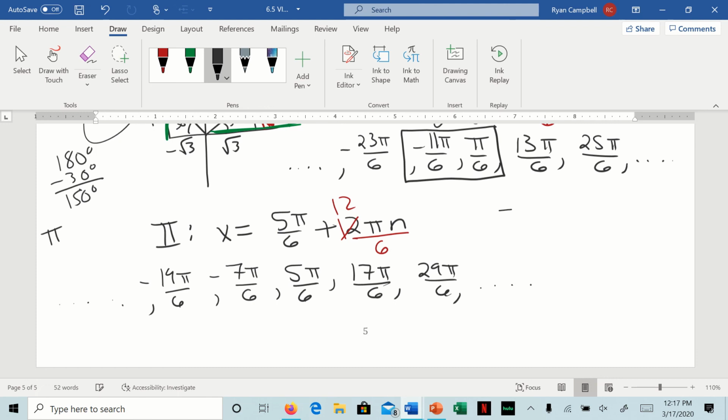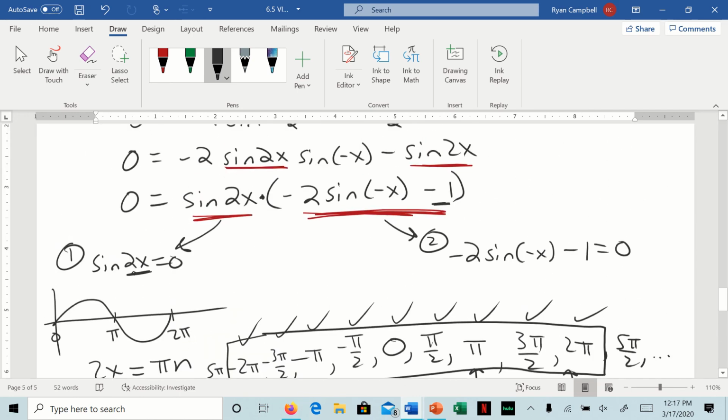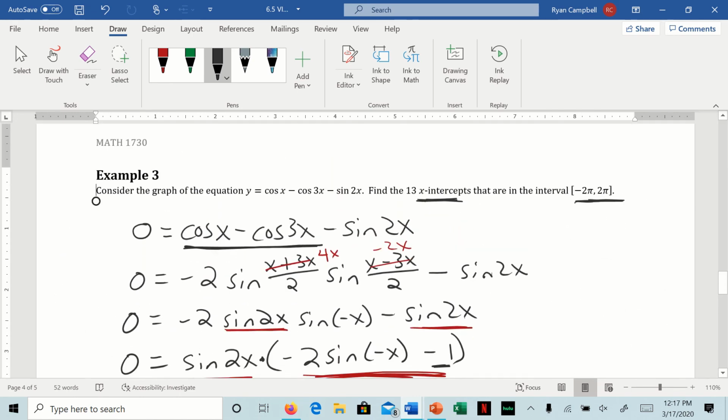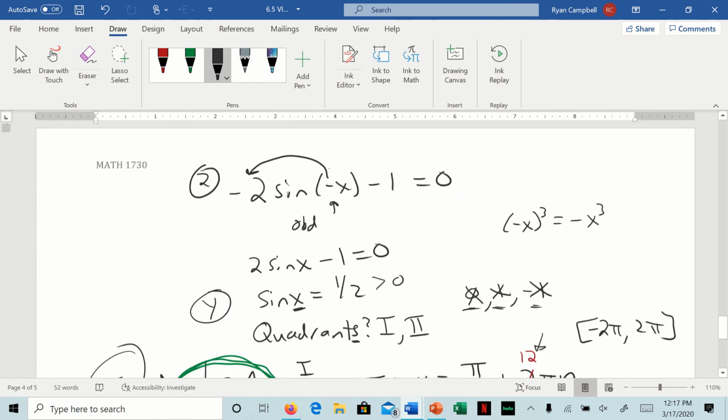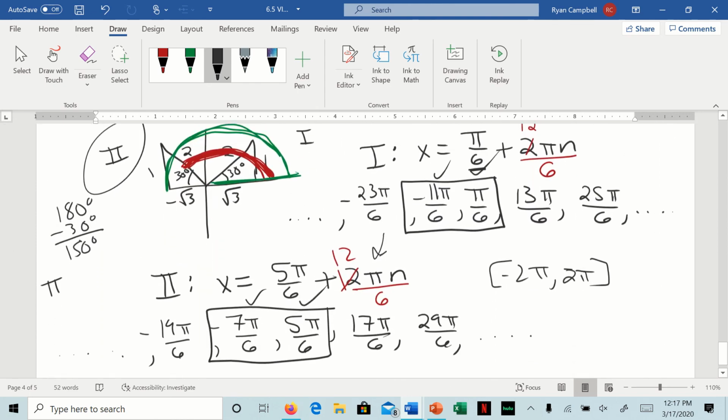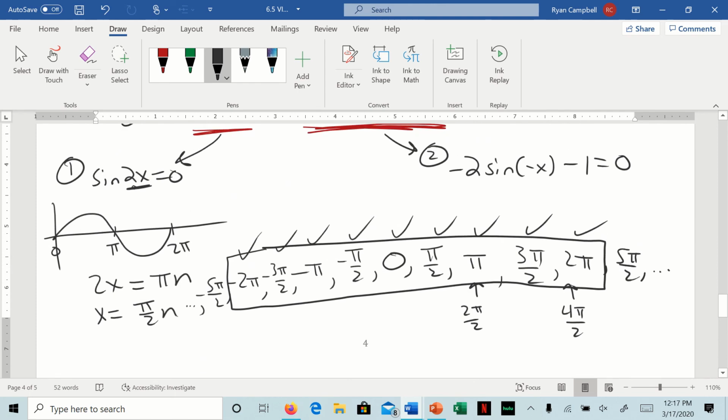So which ones are going to be between negative 2 pi and 2 pi? Well, since again, 2 pi is 12 pi over 6, we can see that these are the only 2 that are going to be between it, which are the 2 that we were missing. Do we have to double check ourselves? No. We only started off with sine and cosine, so we are fine there. Do we have 13? Yes, we do. We counted them all, right? So those are going to be our 13 answers, and we're done.